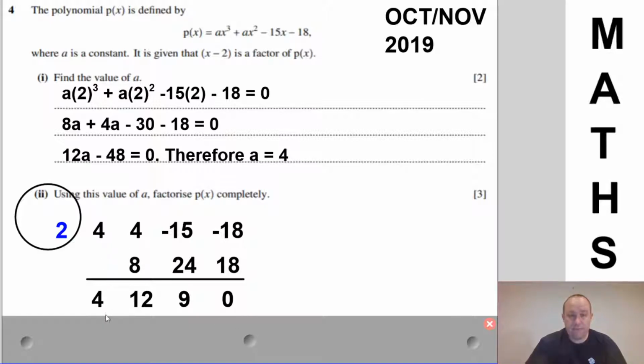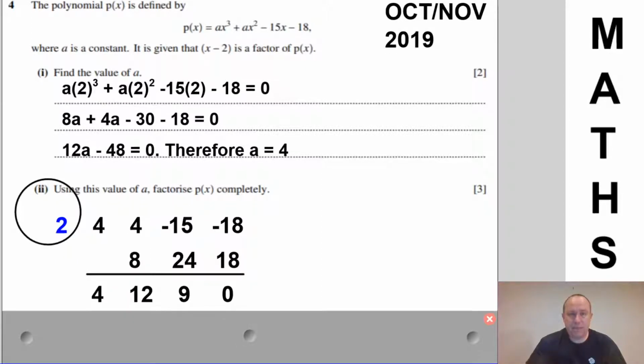So you bring down the first number, 4, multiply these two numbers together. 4 add 8 is 12. Multiply these numbers together. Add these two numbers together. Multiply these two numbers together. And importantly, on our last step, it is 0. That means there's a remainder of 0, which we know because it says it's a factor. If this wasn't 0, then we know we've actually made a mistake.